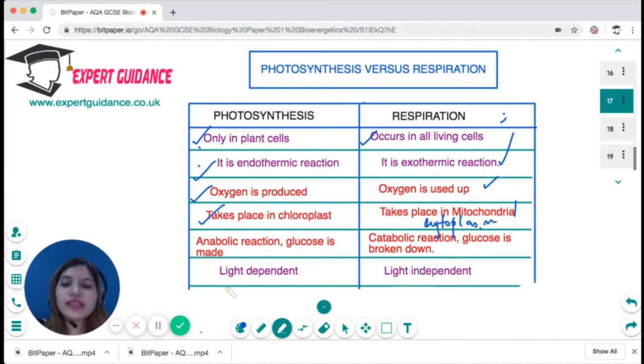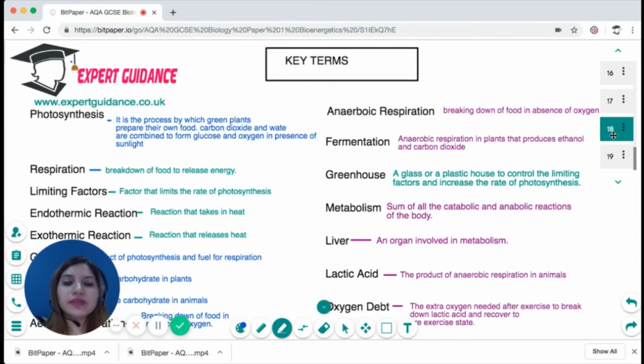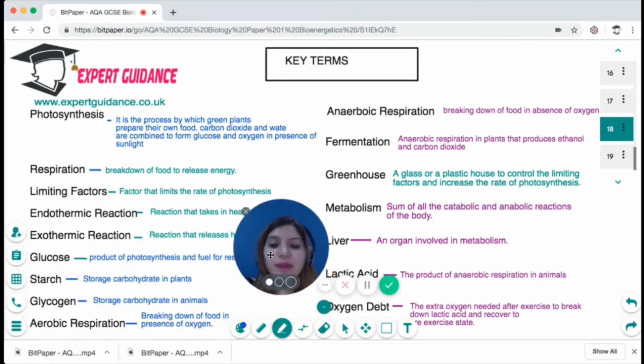Photosynthesis is an anabolic reaction where glucose is made. Respiration is a catabolic reaction where glucose is broken down. Photosynthesis is dependent on light. Respiration is not light dependent. Okay, so I hope this topic is clear to you.